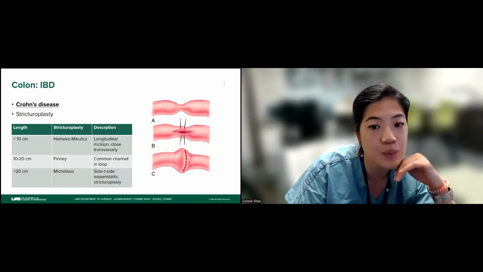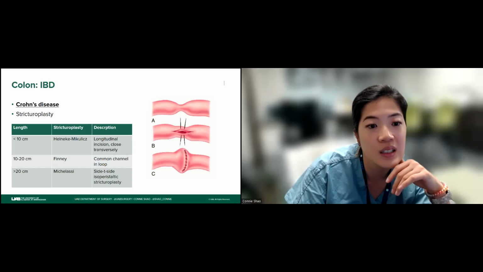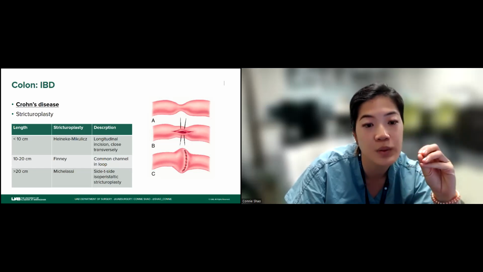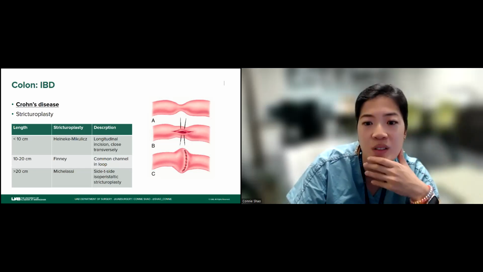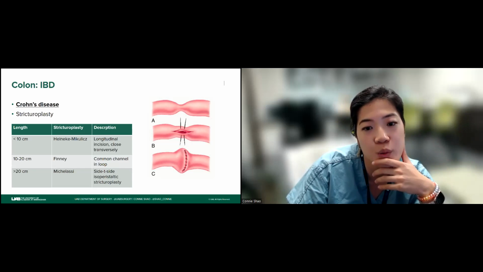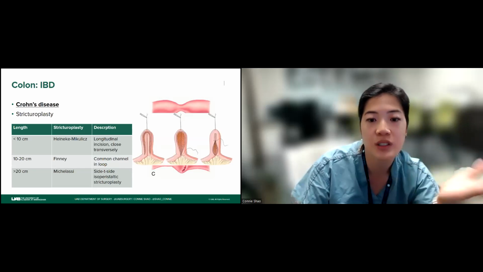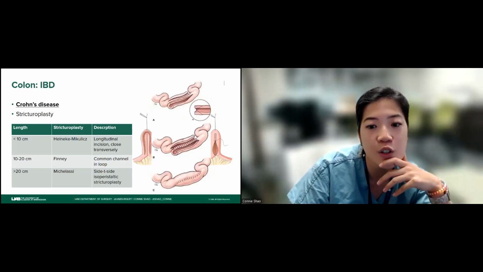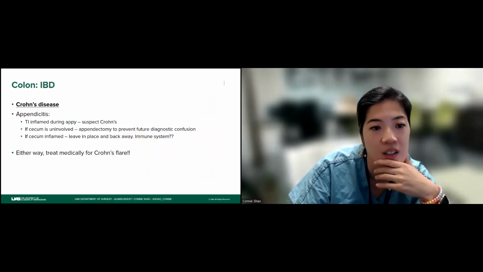And so these are the different types of strictureplasties that you can consider for different lengths. So this is a Heineke-Mikulicz. Urology uses this a lot for ureteral strictures; if there's a ureteral stricture, they do the same thing. So this is very common. Another option is a Finney strictureplasty, where you just put a loop together and then create a common channel. And then here you sort of make them side to side, and that's a Michelassi. It's just for a longer segment.